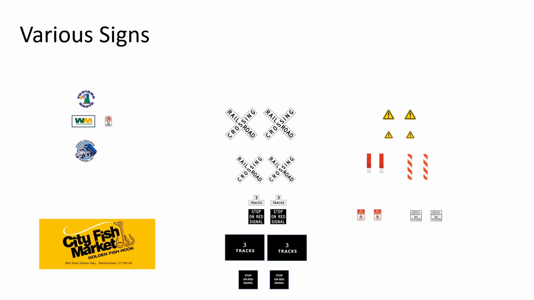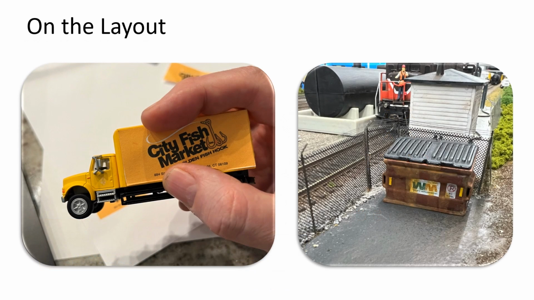There's some various signs that I've used across the layout. If you're from Connecticut, you might recognize that yellow sign on the lower left. Here's an example of how they look on the layout. So that vehicle on the left is a work in progress, but the intent is to have that be a city fish market truck. And on the right is a waste management dumpster, so it's fully weathered and rusty. But that waste management logo and the no parking sign were images that I found online and printed on decal paper.